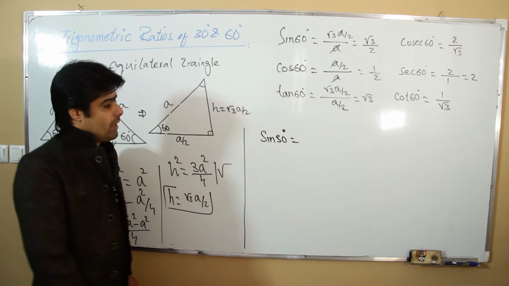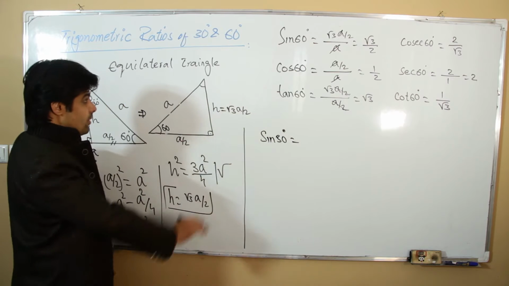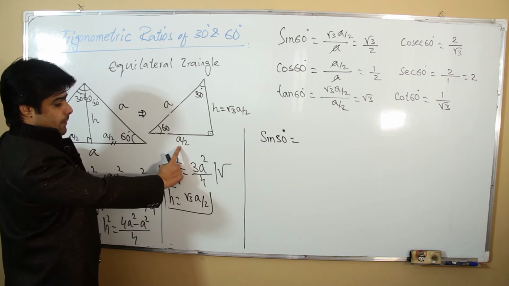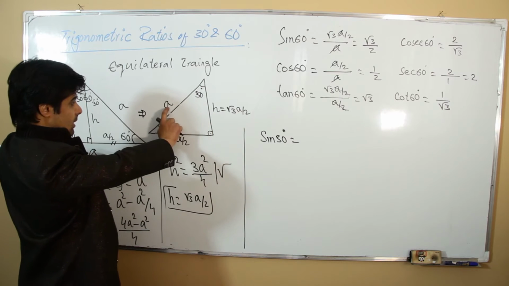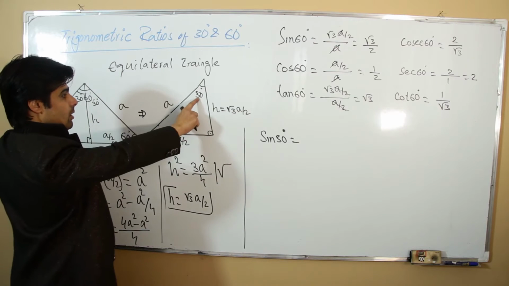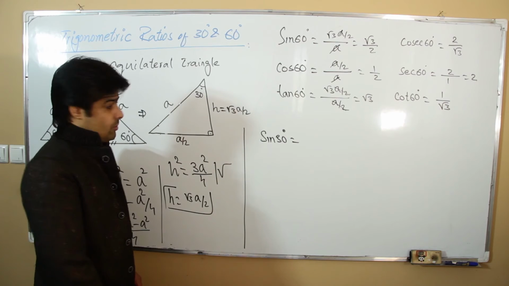If you want to define the trigonometric ratios for 30 degrees, this is 30 degrees. Now, this one is your what? Opposite. This is adjacent, and this one is hypotenuse. So, do not consider 60. Now you are here. This is your opposite, this is adjacent, and this one is your hypotenuse.